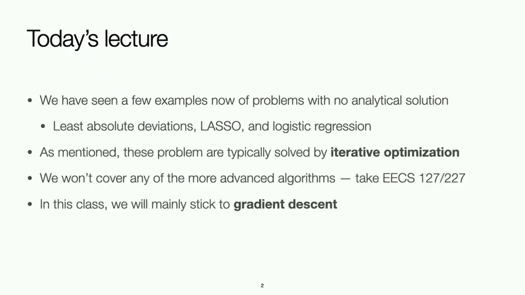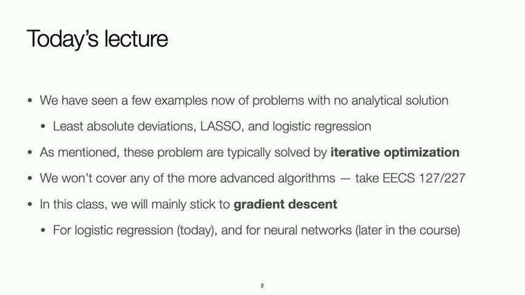Right, so today we're going to talk about gradient descent for logistic regression, and then in the future, we're going to talk about gradient descent for a class of models known as neural networks. And a lot of the same principles that we're going to go over today still apply when we're talking about more complex models like neural nets.